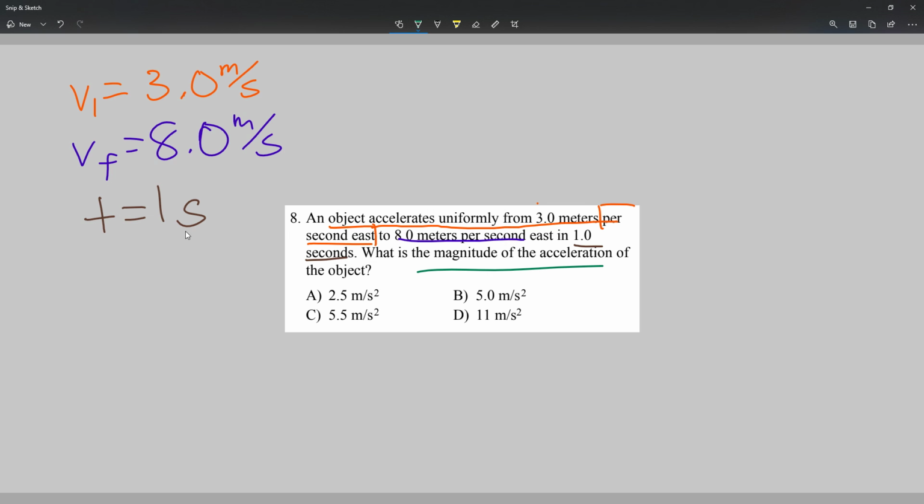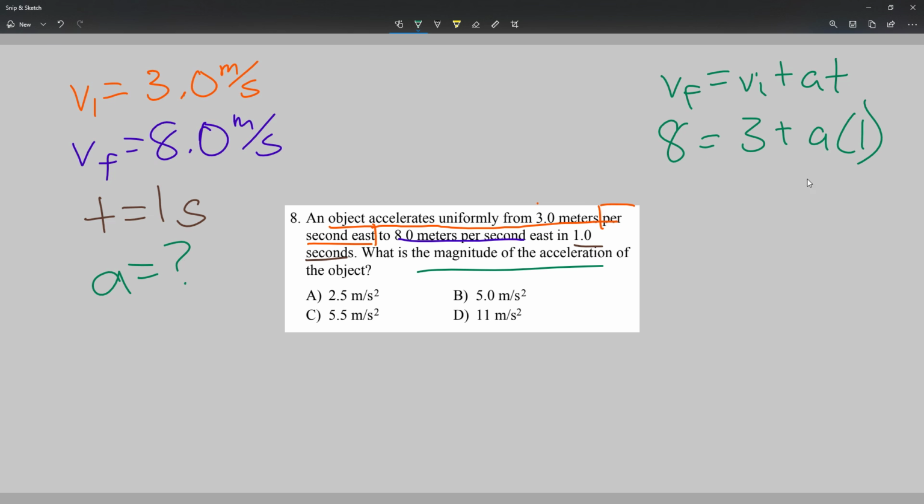So what's the magnitude of acceleration? Okay, I'm going to use this formula. VF is 8, VI is 3, plus A times 1. 8 minus 3 is 5. 1 times anything is itself. And this is our answer. Okay, hopefully you guys learned something.